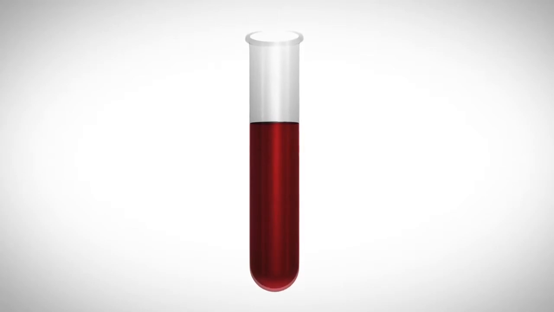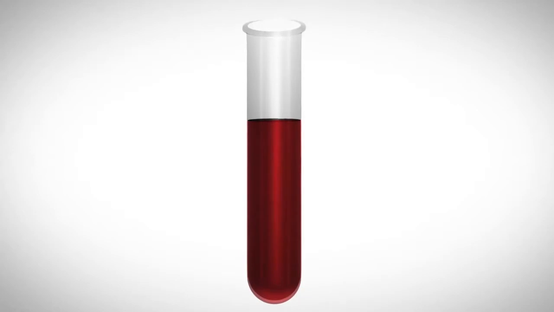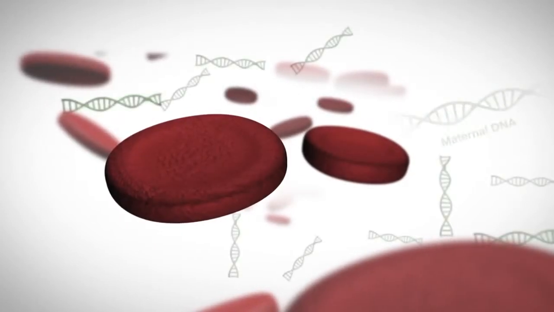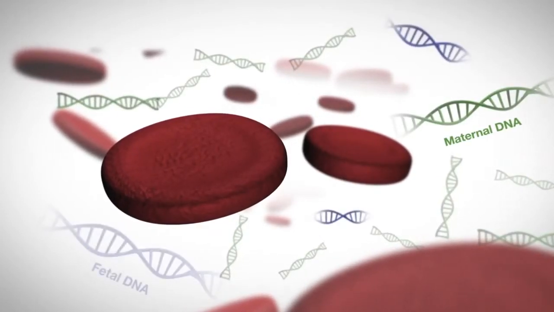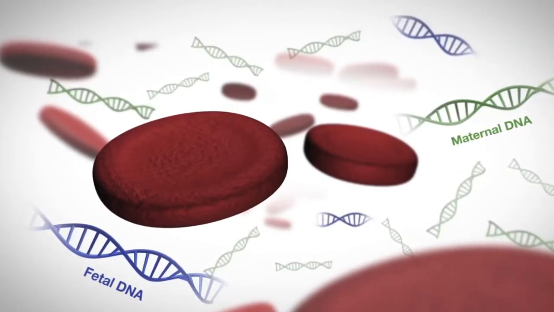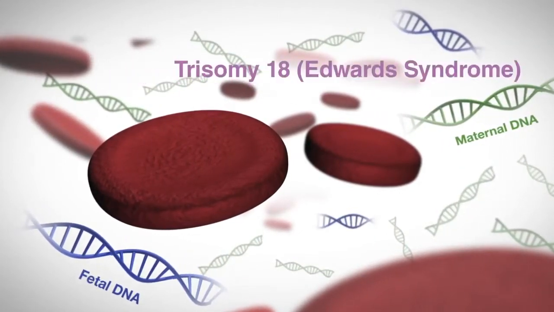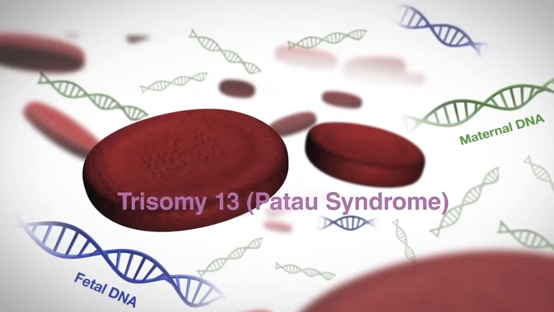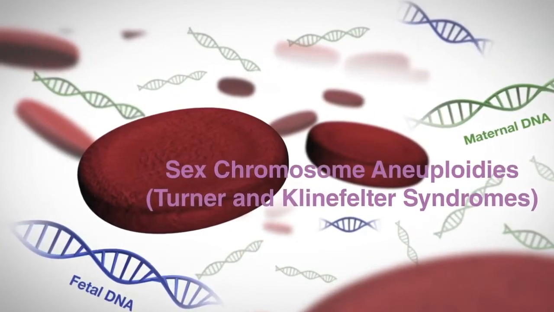NIPT leverages fetal cell-free DNA released by placental cells during pregnancy into the maternal bloodstream, using a specialized tube that prevents cells from breaking down and obscuring the fetal cell-free DNA. It can provide information about selected chromosomal abnormalities in the fetus, including trisomies 21, 18, 13, and sex chromosome aneuploidies.